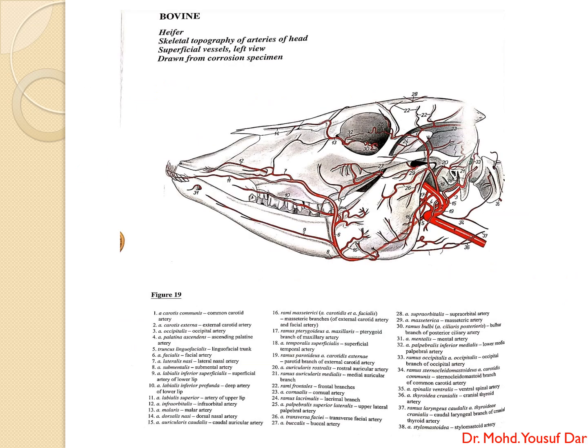Now in the diagram you can see this is the common carotid artery. Here it gives off the external maxillary artery or facial artery, and this is the occipital artery. This is the continuation of the common carotid artery, known as the external carotid artery. So this is the trifurcation of the common carotid artery at the level of the digastricus.